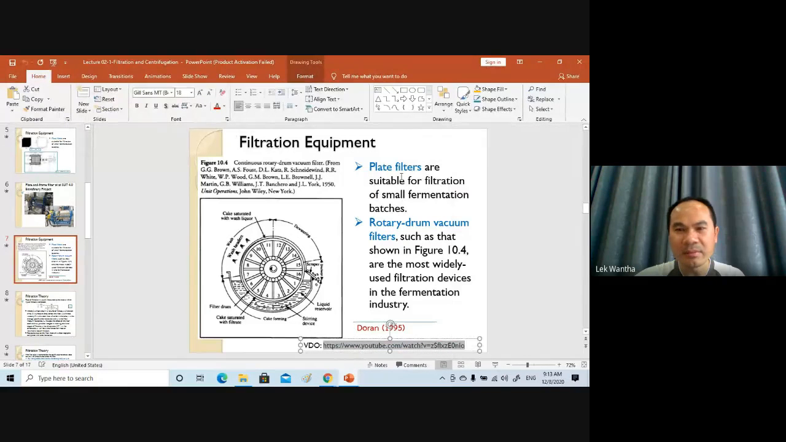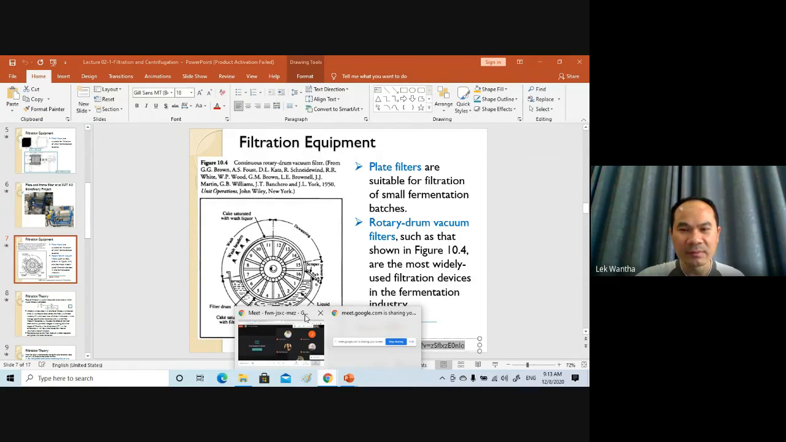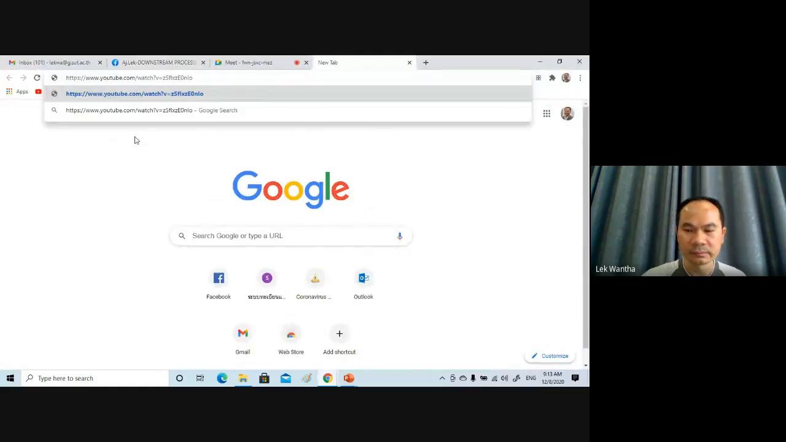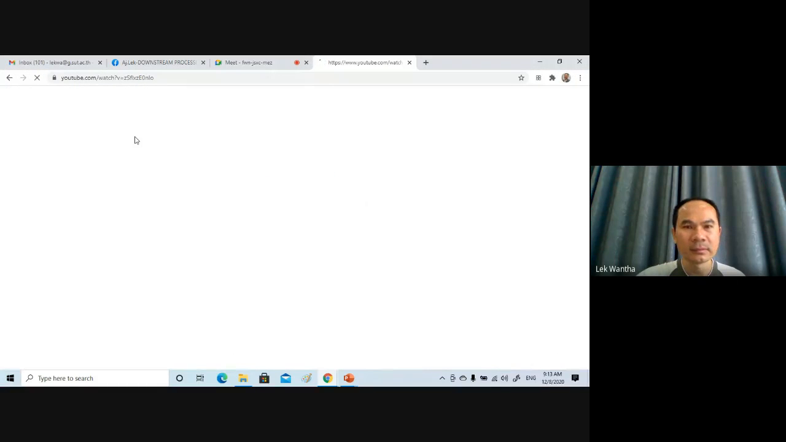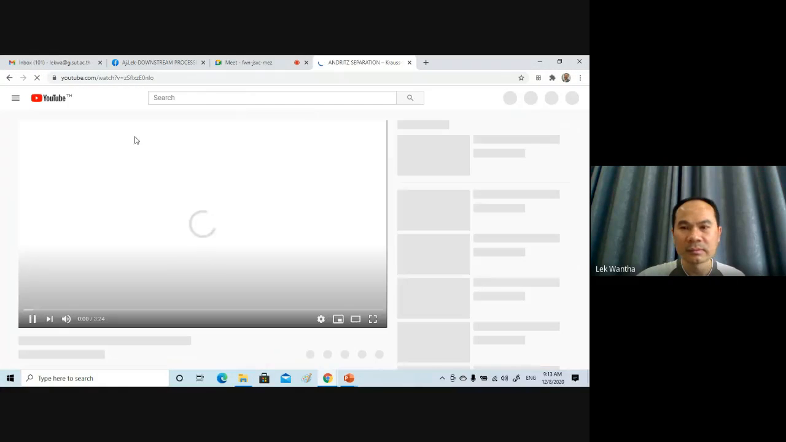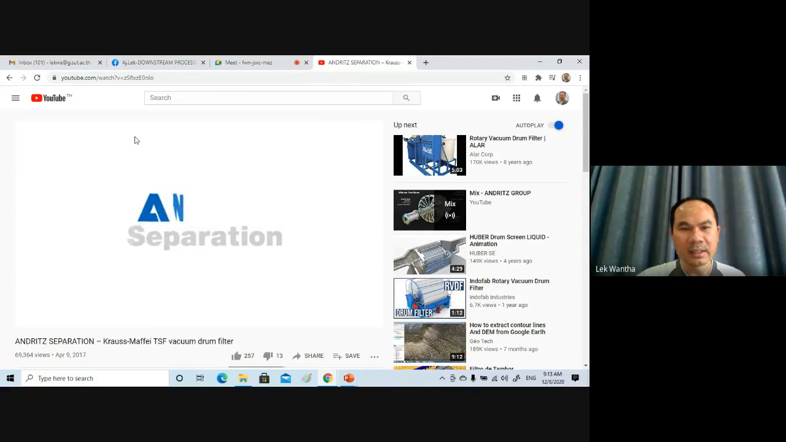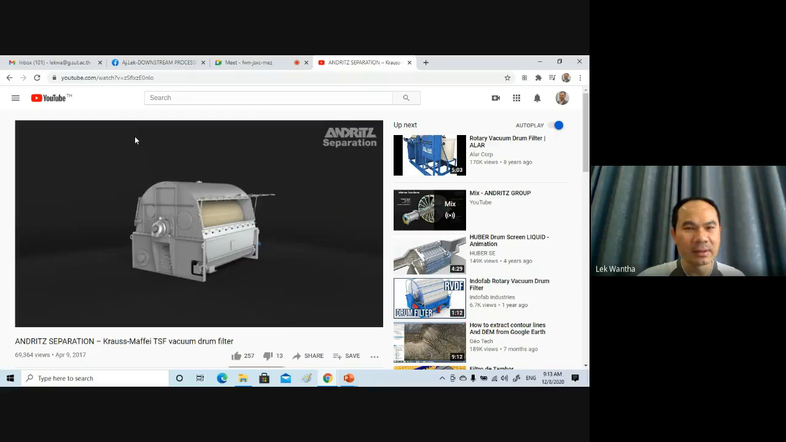This is the most common for filtration, the rotary drum vacuum filter. This mode operates continuously. ก็คือ operate แบบต่อเนื่องตัวนี้นะครับ Okay, I will show you some video. This is an example of a rotary filter.